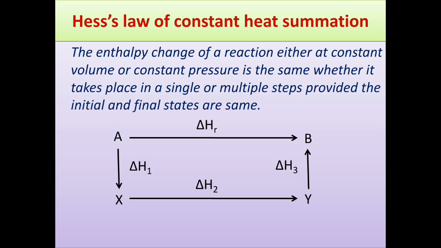As per the Hess law, whether the reaction takes place in single step or in several steps, the enthalpy change is same. So as per this law, delta HR is equal to delta H1 plus delta H2 plus delta H3. So this is Hess law of constant heat summation.